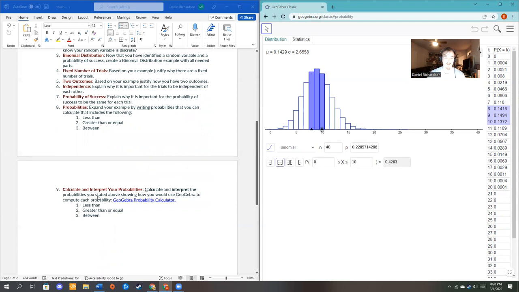Calculate and interpret the probability you stated above, showing how you would use GeoGebra to compute each probability. Oh, I was supposed to write that out. Oops.